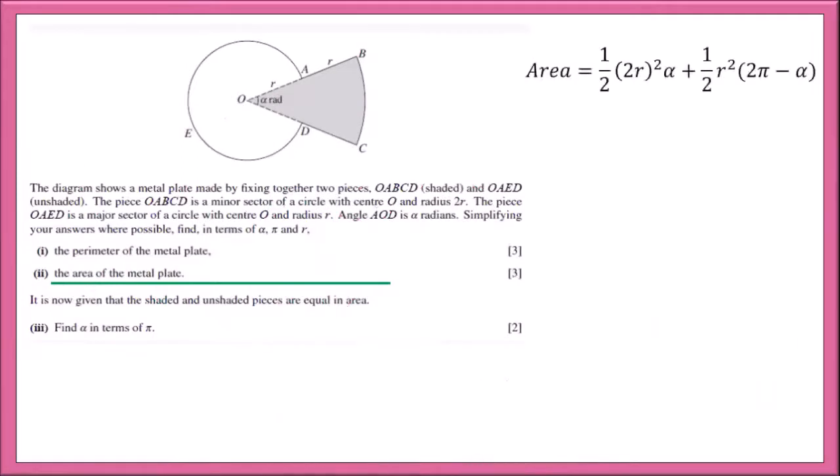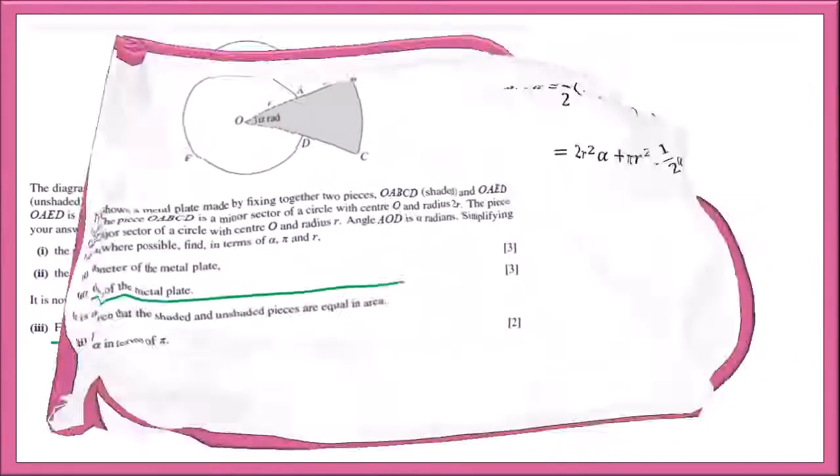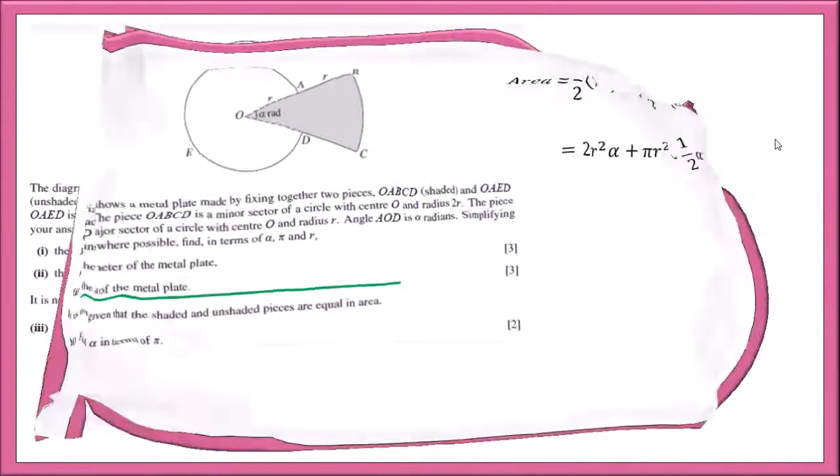Moving on, the area of the metal plate then, exactly the same idea, but this time we're using the area of the sector rather than the arc length. So the area of my shaded bit is half times 2r squared times alpha, because that's 2r, right? The entire radius there, r plus r is 2r. And then I've got the area of the rest of the circle, which is just half r squared times (2 pi minus alpha). Sort that out, sorry, I apologise. Go back. So that gives me, sorry about that, 2r squared alpha plus pi r squared minus a half alpha r squared. Moving on, sorry about that.